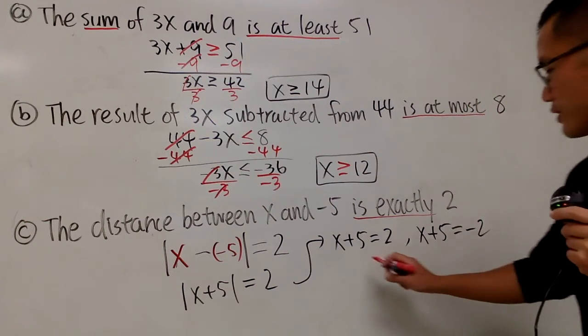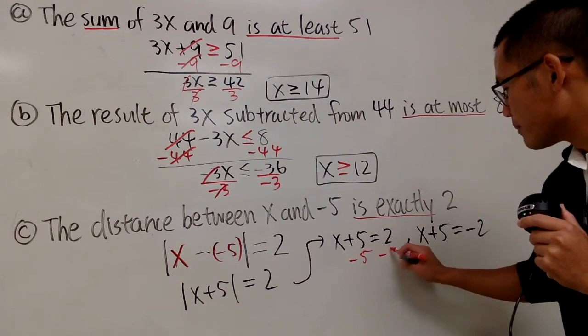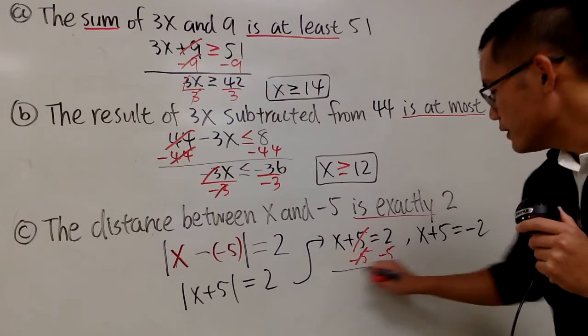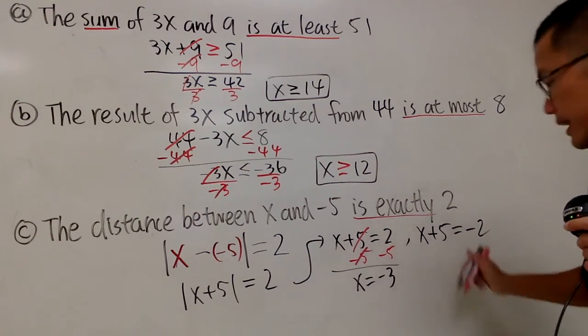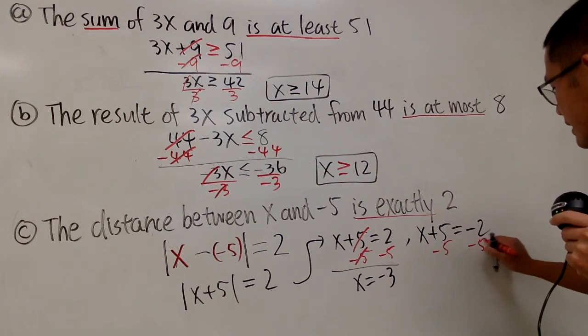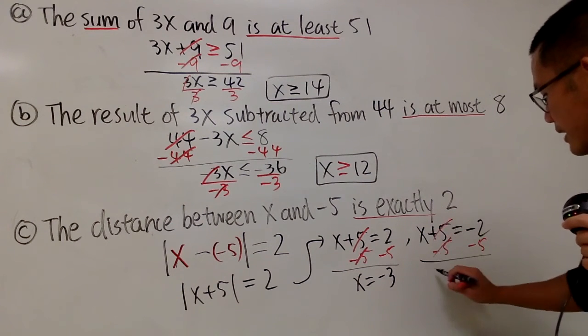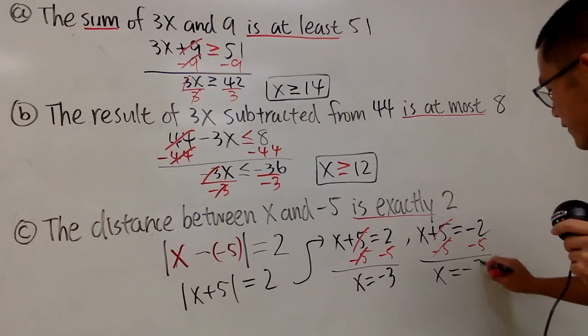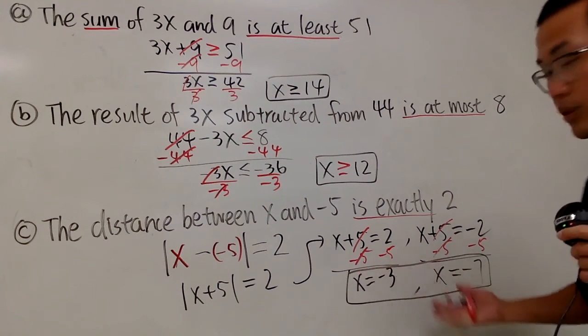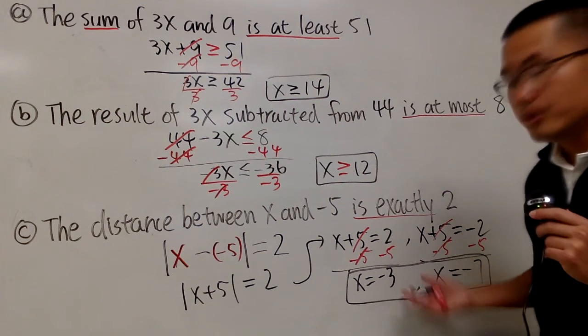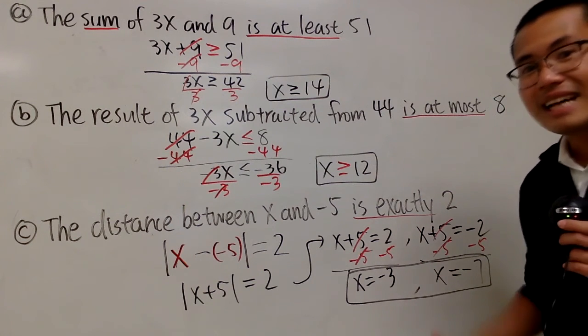And then of course you can go ahead and solve that. Right here, minus 5 on both sides, they cancel. First answer, x is equal to negative 3. Second answer, minus 5 on both sides, we end up with x is equal to negative 7. So in this case, be sure you do include two answers, right? Be sure you do include both answers. And that's it.